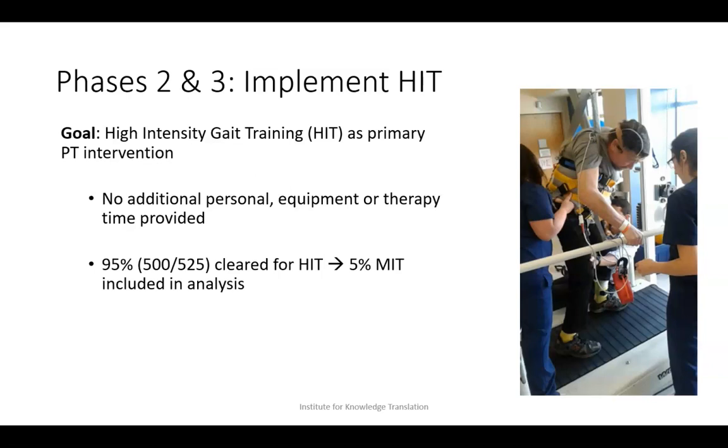The other thing to note is that of the 525 individuals that were in the transition and high-intensity training phases, 500, or 95%, were cleared by the supervising physician for high-intensity gait training. The remaining 5% were only cleared for moderate-intensity training, which is going to be 65 to 75% of age-predicted max and RPEs of 11 to 13. Those 25 individuals were included in the analysis. So it's everybody that's included, regardless of what they were cleared for.